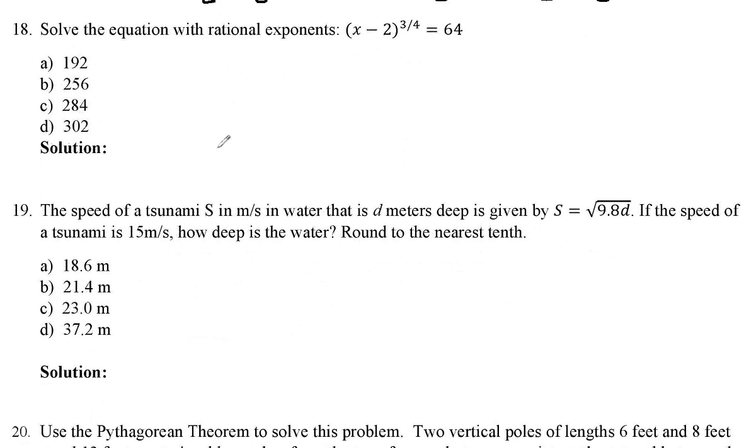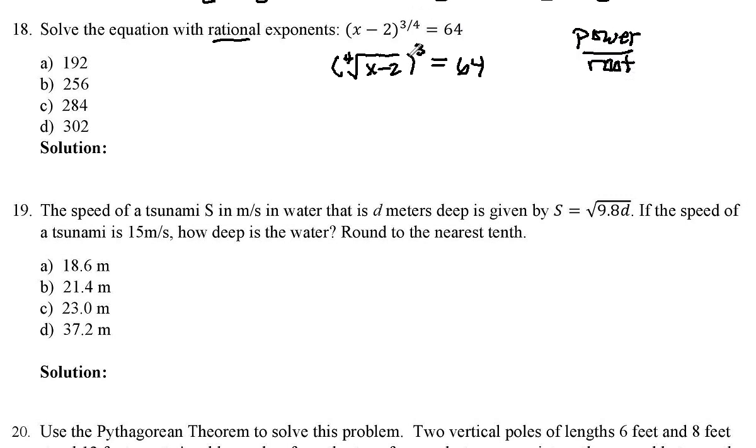And in number 18, we are solving an equation here with rational exponents. So x minus 2 to the 3/4 power is equal to 64. So remember what that means. There's a few different ways to do this, but remember what that means is the 3rd power and the 4th root. So you can write this as the 4th root of x minus 2 to the 3rd power equals 64. So the number on the top is the power and the number on the bottom is the root. So it's the power divided by the root when you've got fractional exponents.